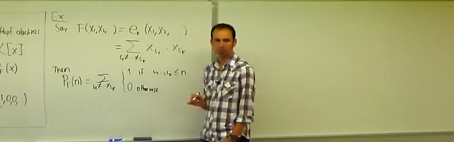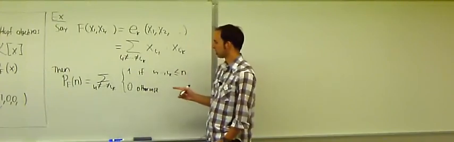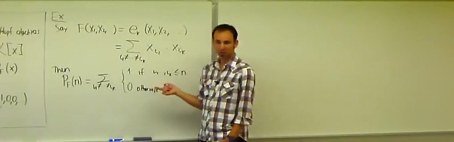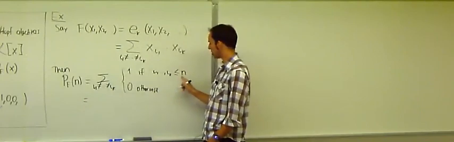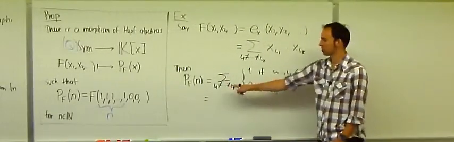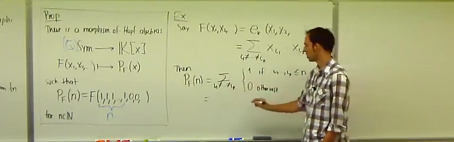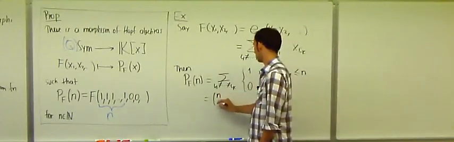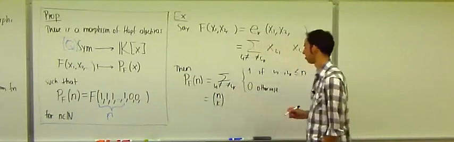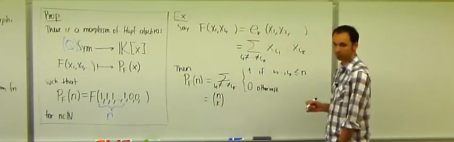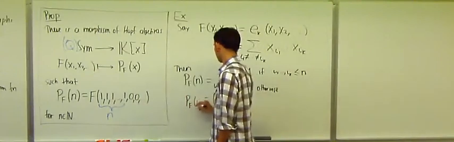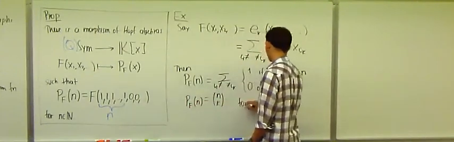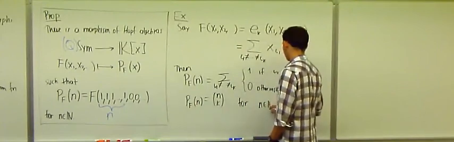Okay? So I just get a bunch of 1s. Now, how many 1s are there? Right, so from the numbers between 1 and n, I need to choose k different ones. And so the number of ways of doing that is n choose k, for any natural number n.